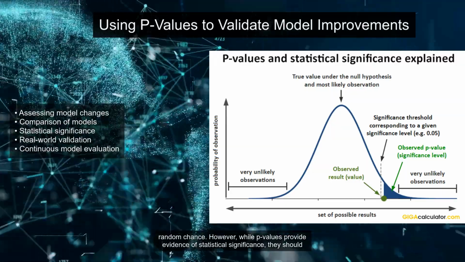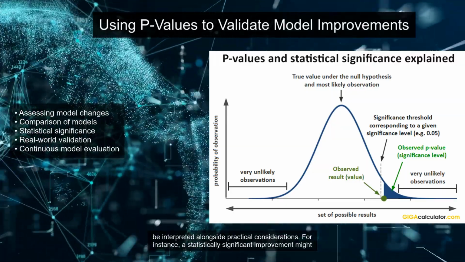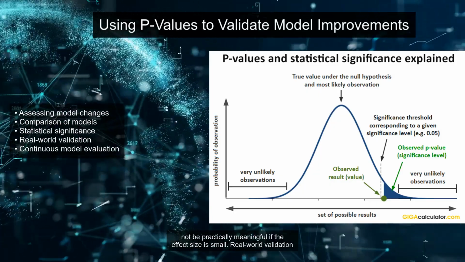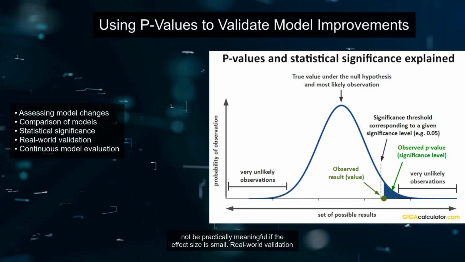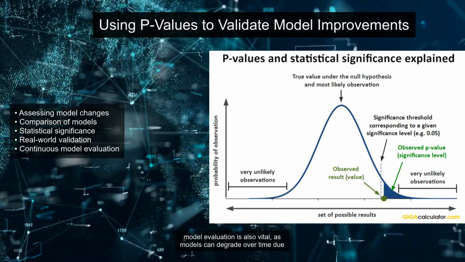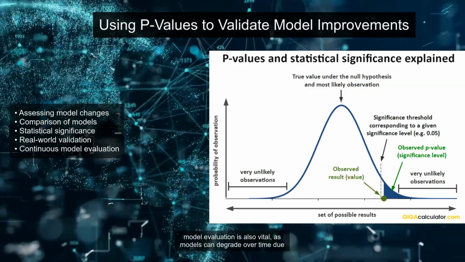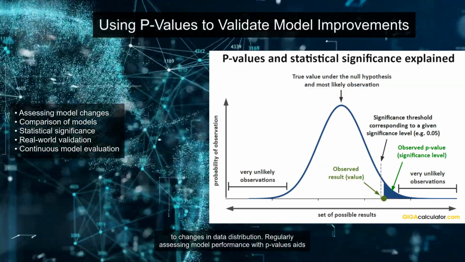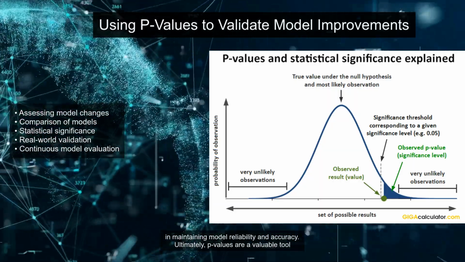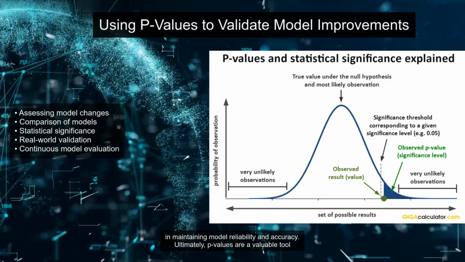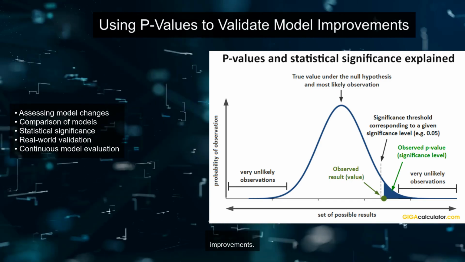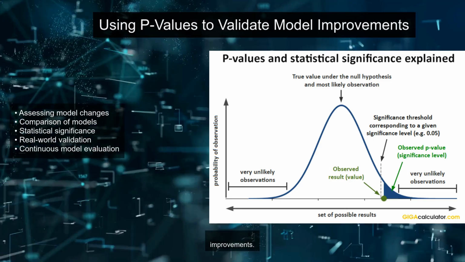However, while p-values provide evidence of statistical significance, they should be interpreted alongside practical considerations. For instance, a statistically significant improvement might not be practically meaningful if the effect size is small. Real-world validation involves considering how these improvements translate into the actual application context. Continuous model evaluation is also vital, as models can degrade over time due to changes in data distribution. Regularly assessing model performance with p-values aids in maintaining model reliability and accuracy. Ultimately, p-values are a valuable tool in the model validation process, helping practitioners make data-driven decisions about model improvements.